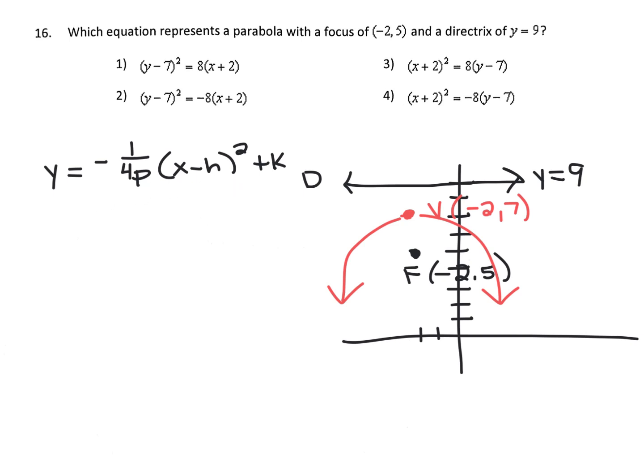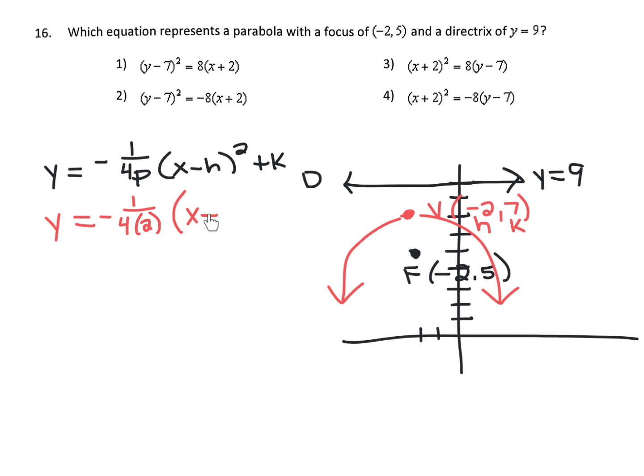So I'm going to write y equals -1 over 4 times. Now, P is the distance from the directrix to the vertex, so 1, 2. Or the distance from the vertex to the focus. So again, 1, 2. So it's 2 units. So for P, I'm going to replace that with a 2. All right, and then it's x minus. Now the h and the k we get from our vertex. So our h is -2 and our k is 7. So we can just plug them right in.